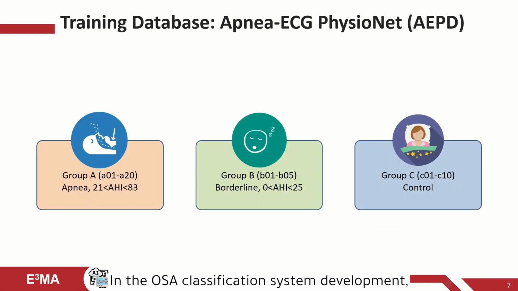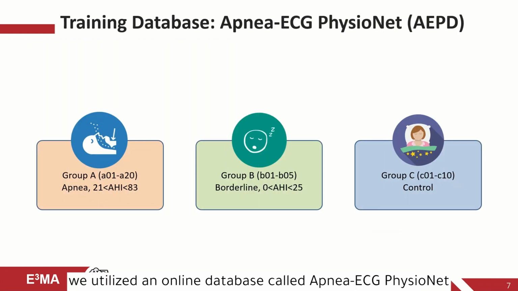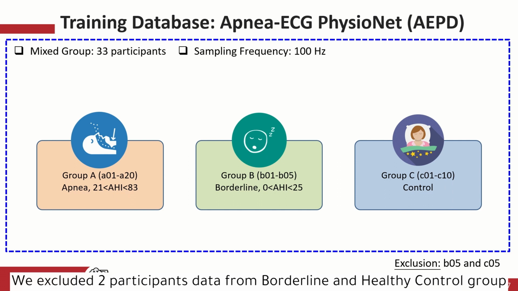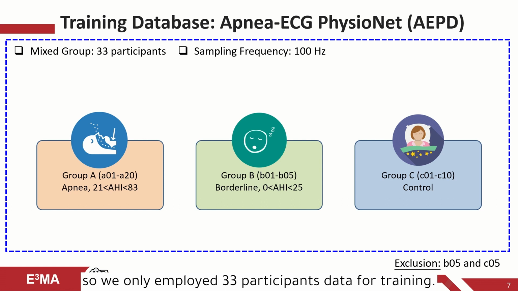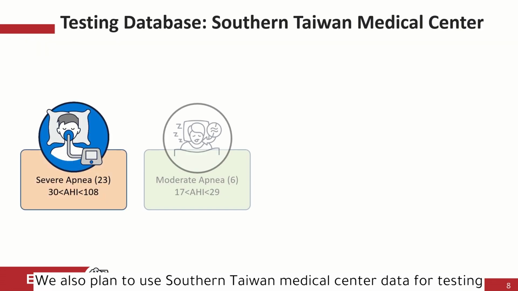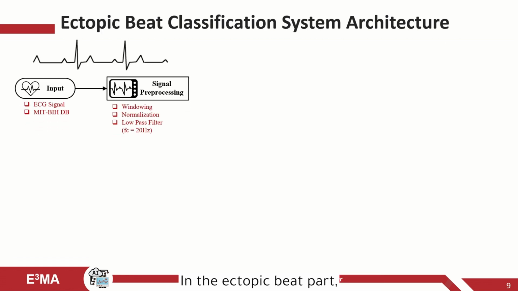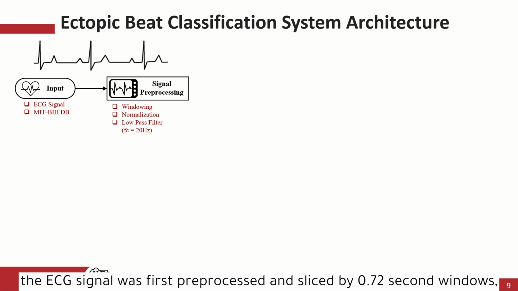In the OSA classification system development, we utilize an online database called Apnea-ECG from PhysioNet as our training database. There are 35 participants in total. We excluded 2 participants' data from the borderline and healthy control group, so we only employed 33 participants' data for training. We also plan to use Southern Taiwan Medical Center data for testing the trained OSA classification model, and there are 50 participants in total.